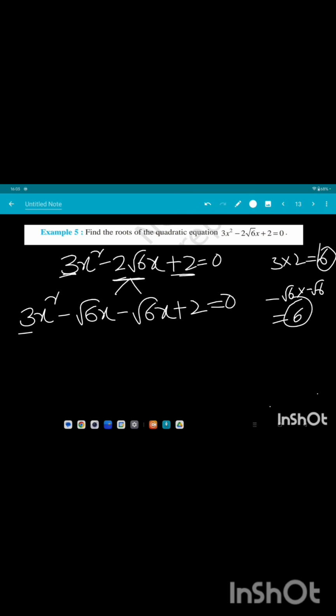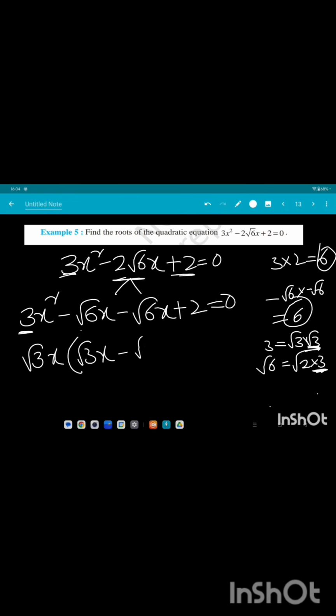What should I take common? Can I write 3 as root 3 into root 3? And root 6, how can I write root 6? I can write it as 2 into 3, which means root 2 into root 3. Here root 3 is there, and here also root 3 is there. So I am going to take root 3x common. Then what will be the remaining terms? Root 3x minus root 2 is the common one.